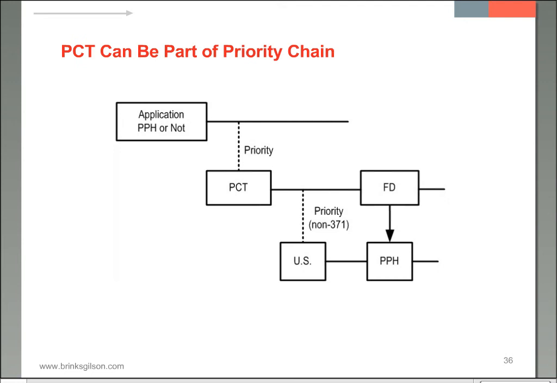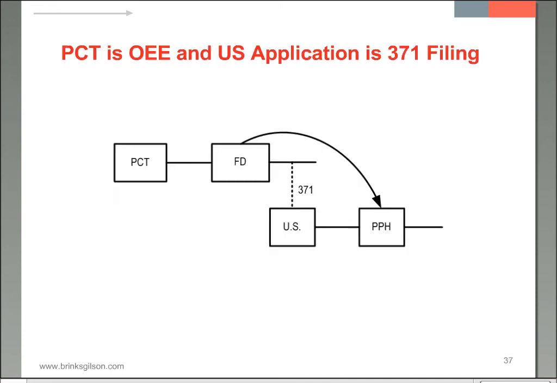Here's an example where the PCT is downstream in the priority chain. But again, the PCT is triggering or allowing you to get into the PPH. Okay, the next two slides are showing examples where the U.S. application is a 371 filing based off of a PCT.